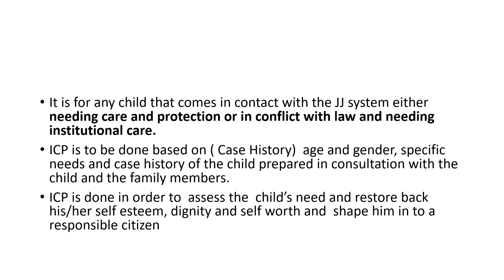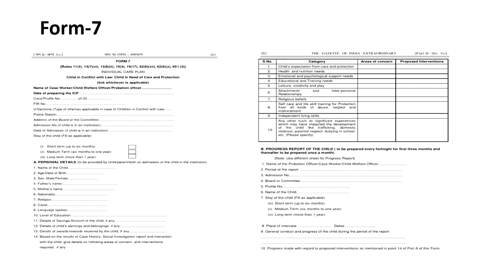Individual care plan is prepared on the basis of the case history and is also after the interview with the child and his family. ICP is done in order to assess the child's need to restore back his or her self-esteem, dignity and self-worth and shape him into a responsible citizen. So, the aim of the ICP is to shape the personality of a child and to make him a responsible and useful citizen in future. This is how an individual care plan looks like.